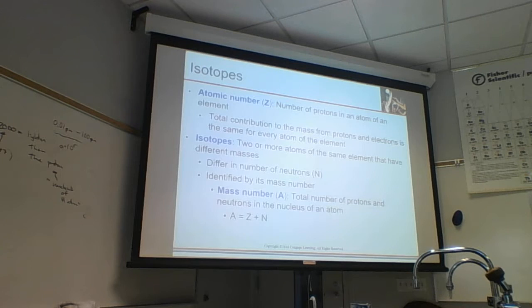All right, so the nucleus has all the positive charge and most of the mass. The electrons have all the negative charge and not much mass.